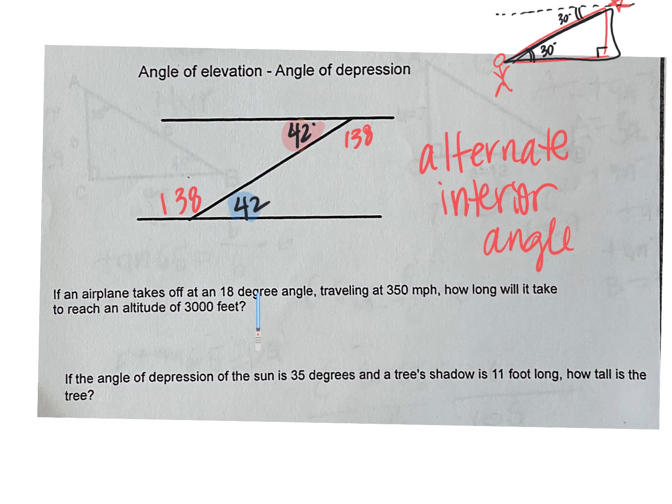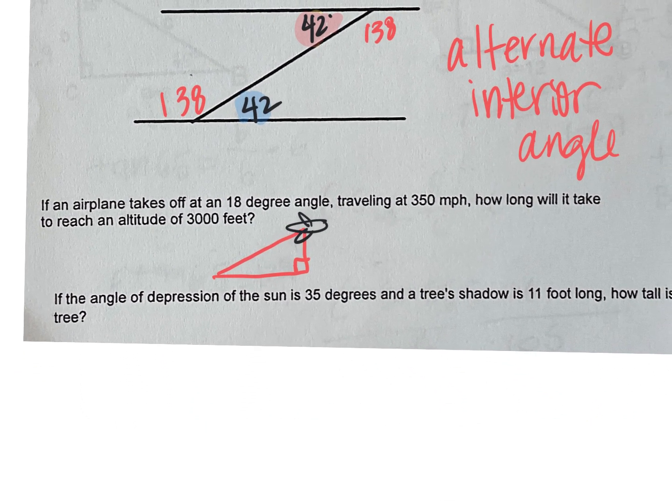It says if an airplane takes off at an 18-degree angle, let's draw ourselves a picture. Boom, here comes my airplane. You don't really need the airplane. What you need is the triangle. I'll draw the airplane anyway because I'm such a good artist. Okay? The airplane is taking off at an 18-degree angle. Are we saying angle A, I'm going to put this in black, A, B, or C is 18 degrees?